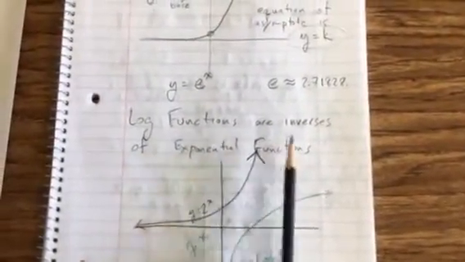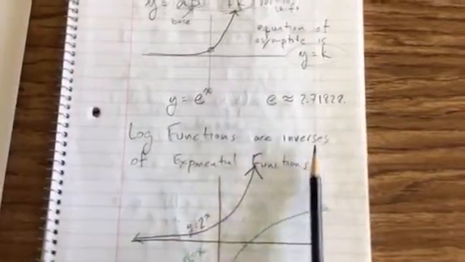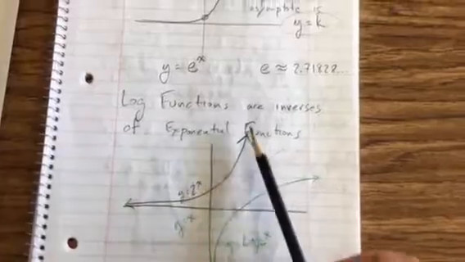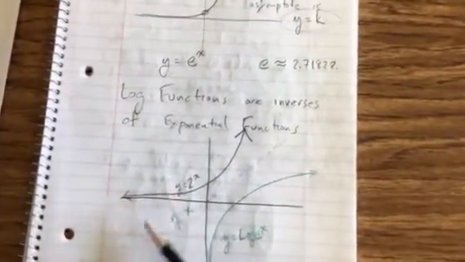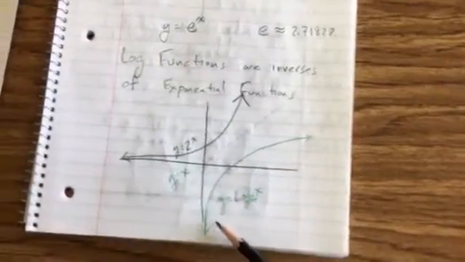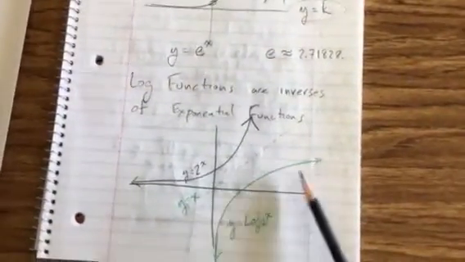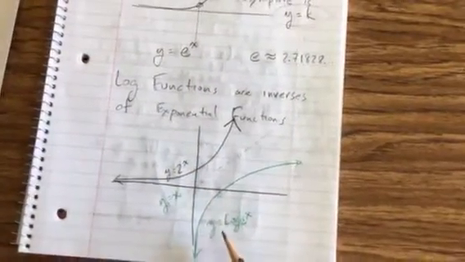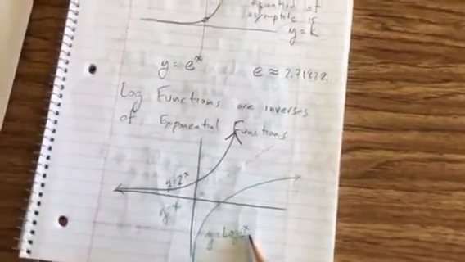Then we talked about log functions, which are always inverses of an exponential function. In other words, the graph of an exponential function might look like this. If you took that graph and reflected it across the line y equals x, the graph of that looks like this, and that is a log function with the same base. Here's y equals 2 to the x, here's y equals log base 2 of x. So log functions and exponential functions are inverses.